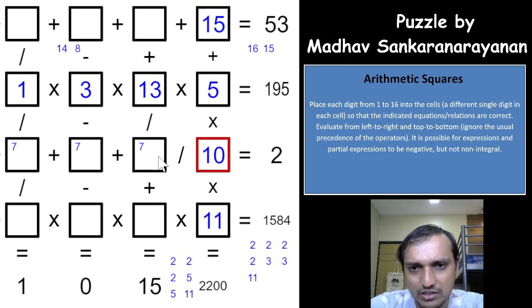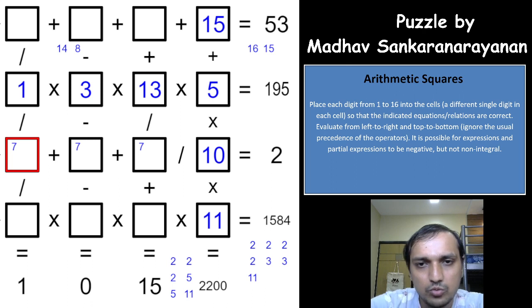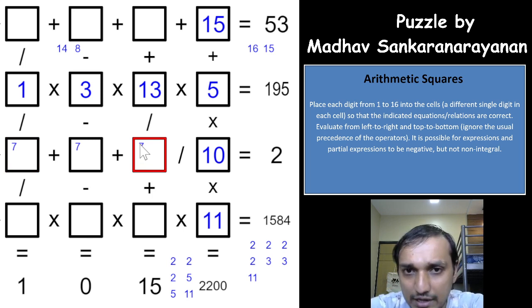Okay, so if this is 10, the sum of these 3 digits would have to be 20. 7 is already used. You will need 13 more. So sum of these 2 digits would have to be 13. It cannot be 1. So what are the other digits here? 2 and 11 is not possible. 3 is not possible. 4 and 9 is possible, right? 4 and 9 is possible.